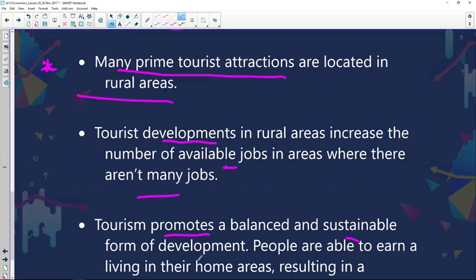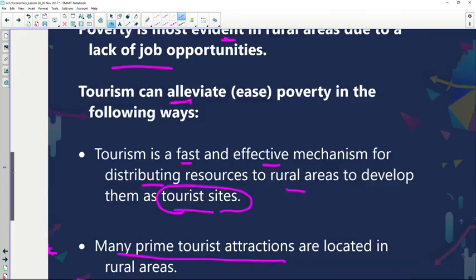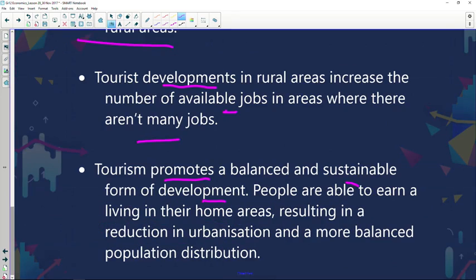So tourism promotes a balanced and sustainable form of development. It means that people are able to earn a living in their home areas, resulting in reduction of urbanization and also a more balanced population distribution. We know that people usually leave the rural communities to go to the urban areas because they are seeking employment opportunities.